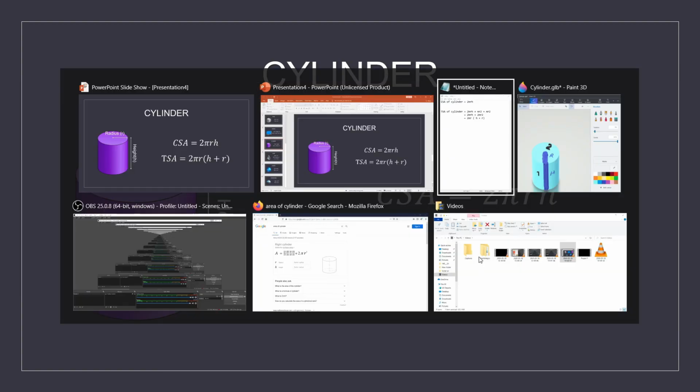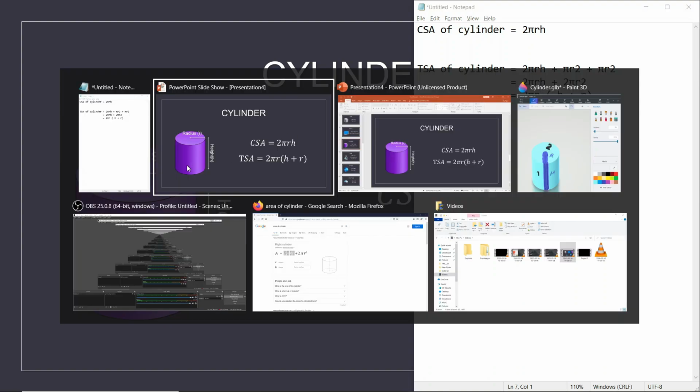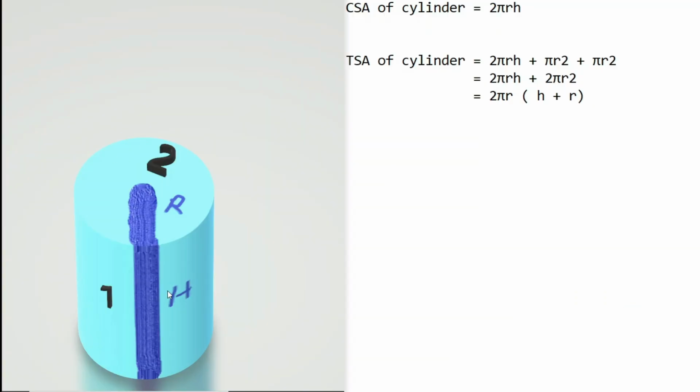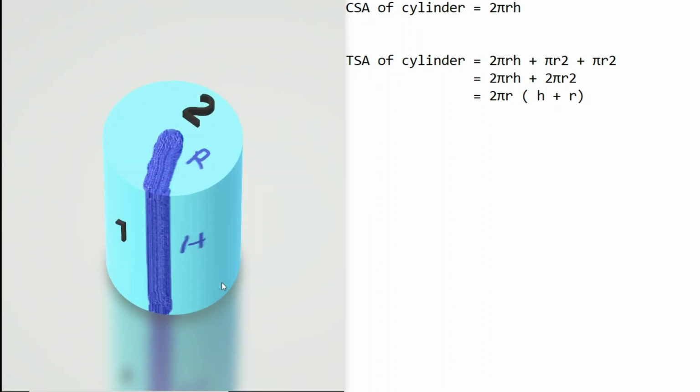Or you can simply remember it like 2 pi r h, that is the curved surface area, plus the addition of 2 times the area of a circle. Why? Because we have this base surface and the top surface as circles.